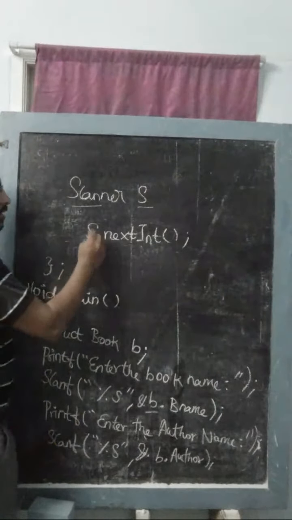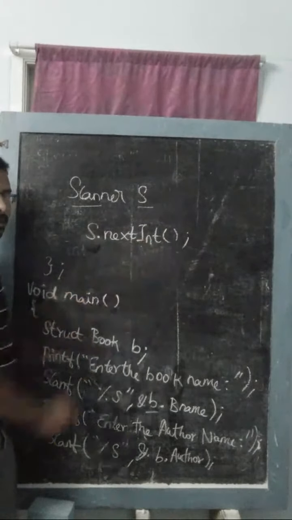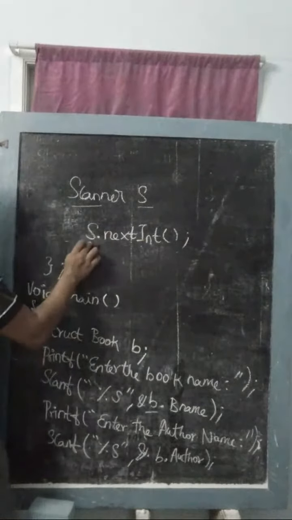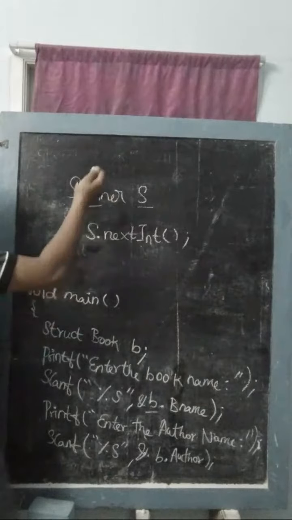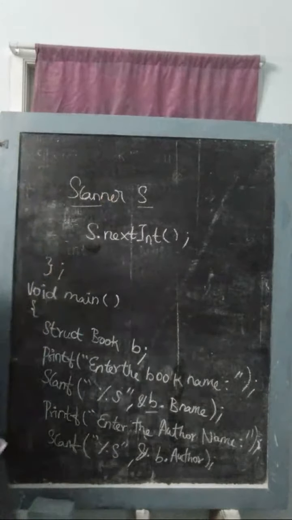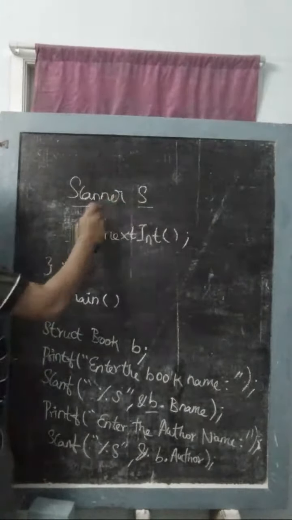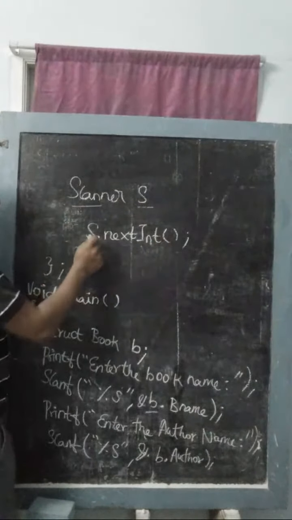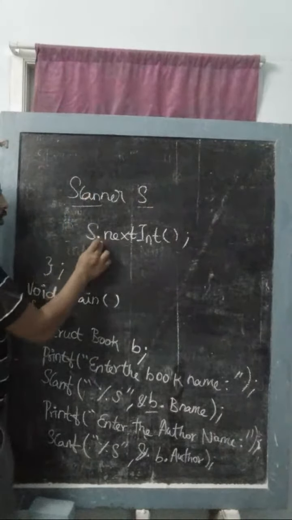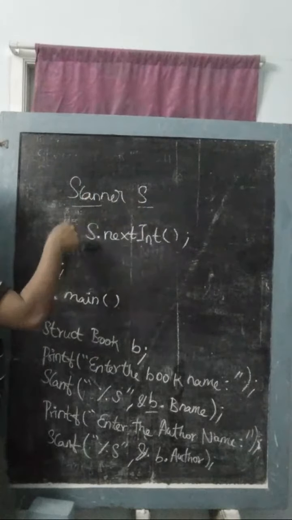When we write the function S dot next int, how do we write it? With the help of the object only we are writing. So dot operator is used to access the elements of the class.